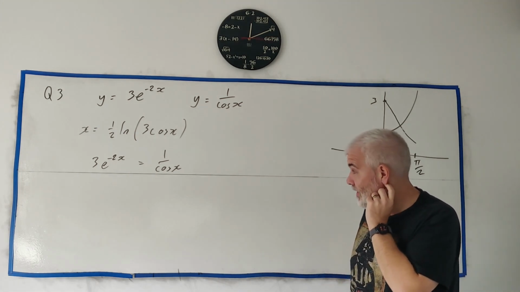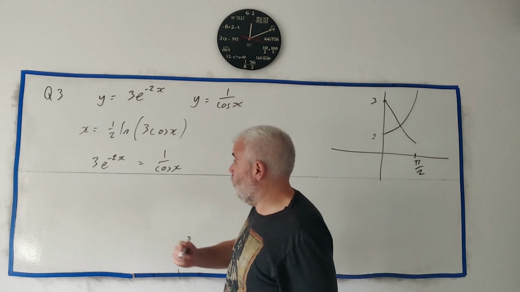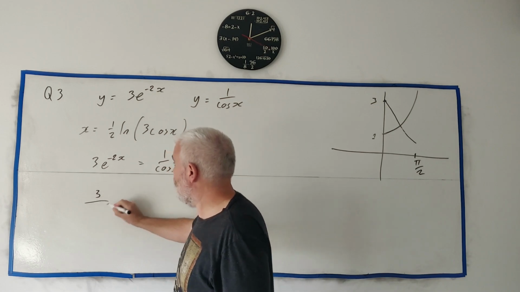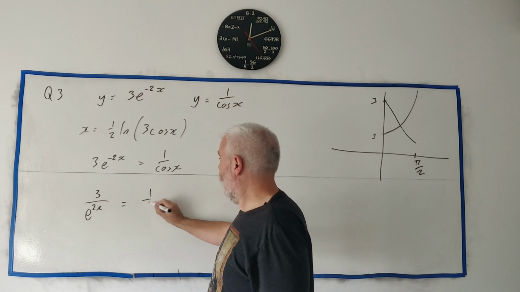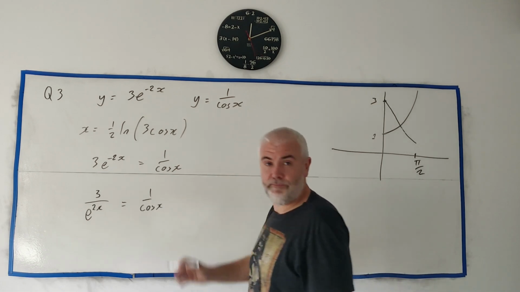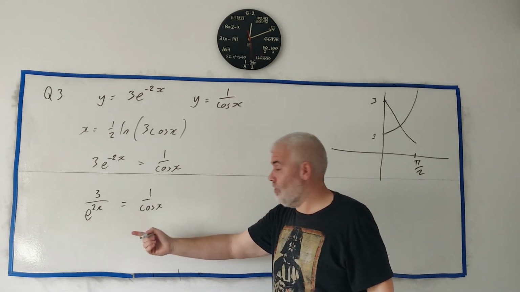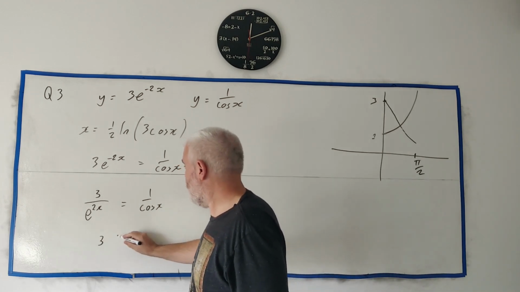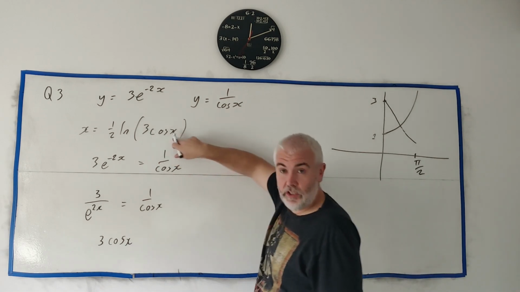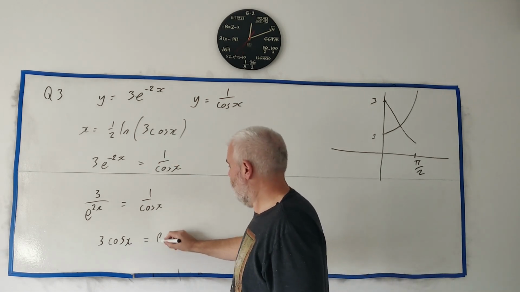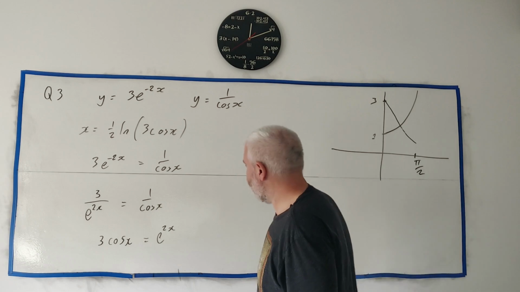You've a couple of choices how to do this. One thing that jumps out at me is rewriting it as 3e to the 2x like that is equal to 1 over cosine x. Multiply across, so we get on the left 3 cosine x, which is good because we want 3 cosine x, is equal to e to the 2x.